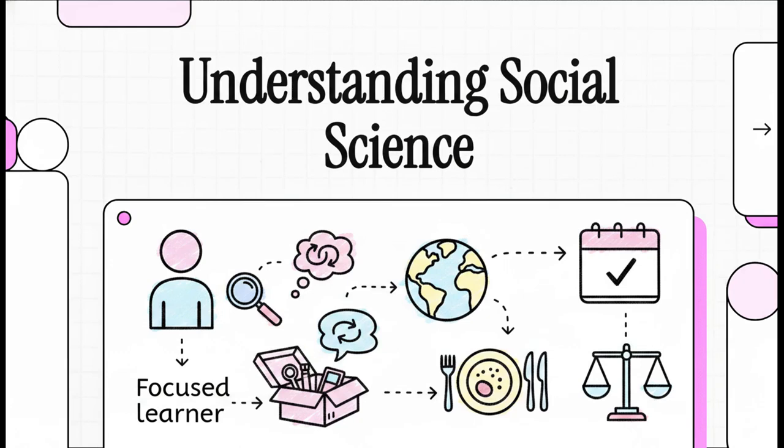Welcome to our explainer. Today we're unlocking a seriously fascinating toolkit, the toolkit of social science. Whether you're a Class 9 student diving into these concepts for the first time or just someone curious about how human society actually ticks, you are in exactly the right place. We're going to explore how everything, and I mean everything, from the breakfast on your table to the laws of your country is deeply, deeply connected. Let's get right into it.